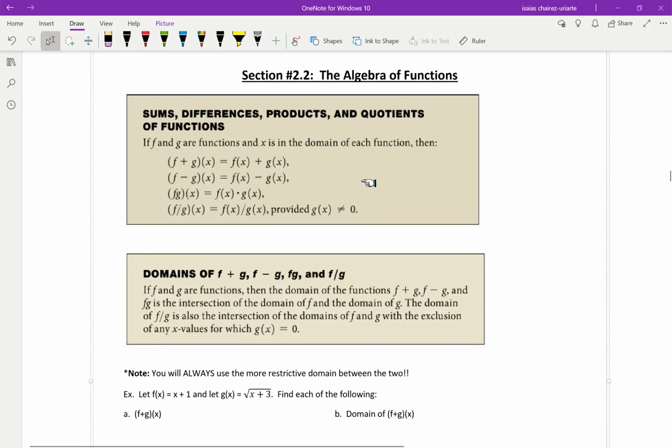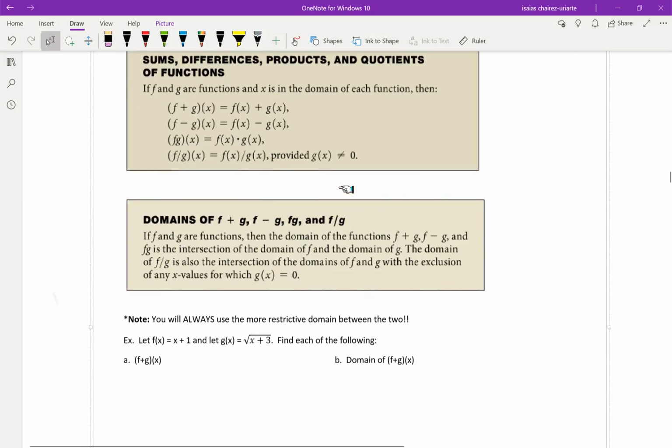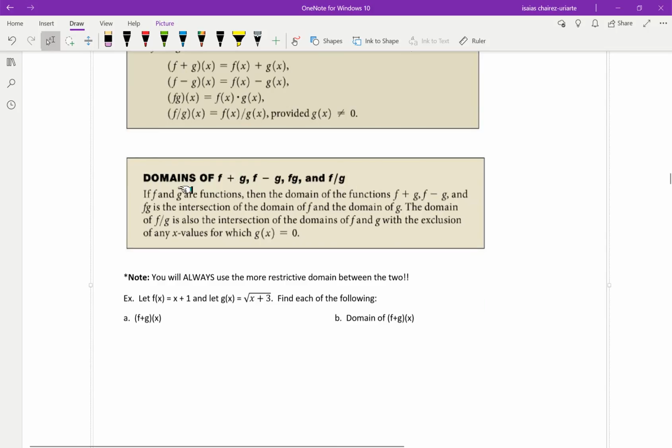Okay, what about the domains of these functions? Let's think about that for a second. If f and g are functions, then the domain of the sum, the difference, and the product is the intersection. The intersection means the overlap of the domains of f and g. So keep that in mind. If you start with two functions f and g, you can create the sum, the difference, the product. The domain of those three new functions is just the intersection of the domains of the two original ones.